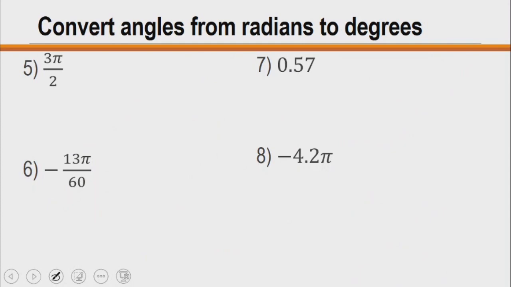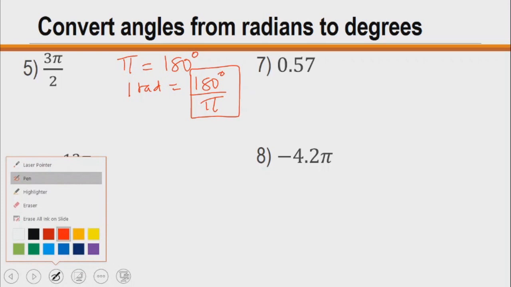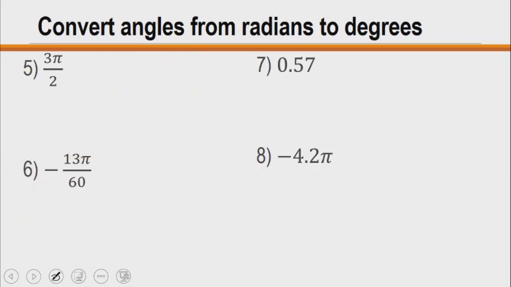Now we are asked to convert all these angles from radians to degrees. When you convert from radians to degrees, we know that pi radians will be 180 degrees. So 1 radian will be 180 degrees divided by pi. We have to multiply all of these by 180 degrees divided by pi to convert these angles in radians to degrees. Let's do it. For 3 pi over 2, we are going to multiply it by 180 degrees divided by pi.